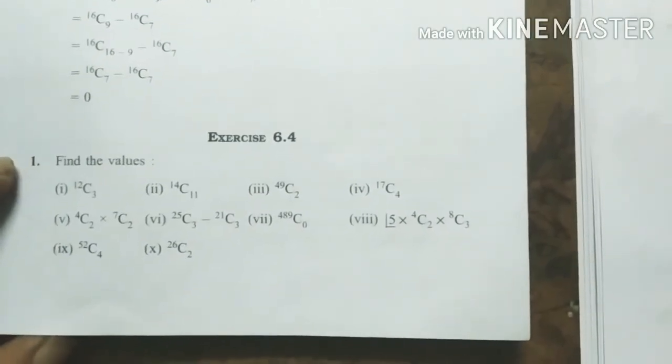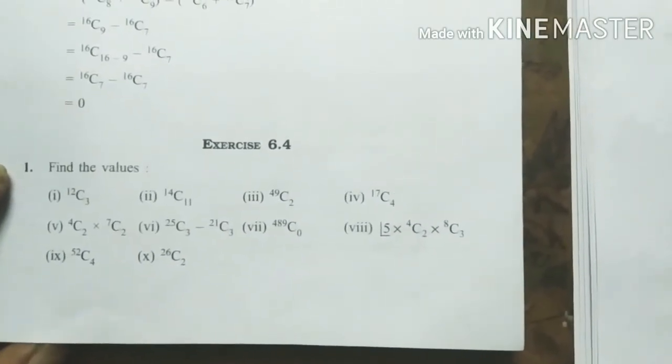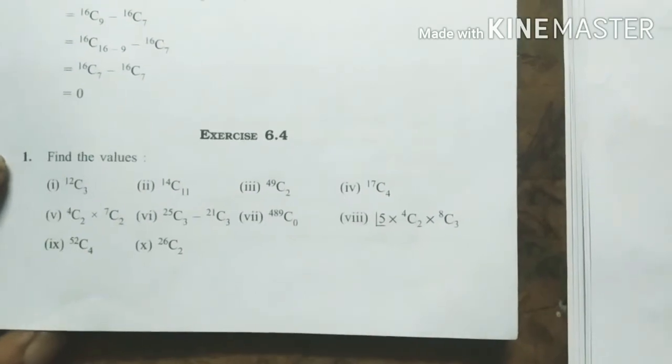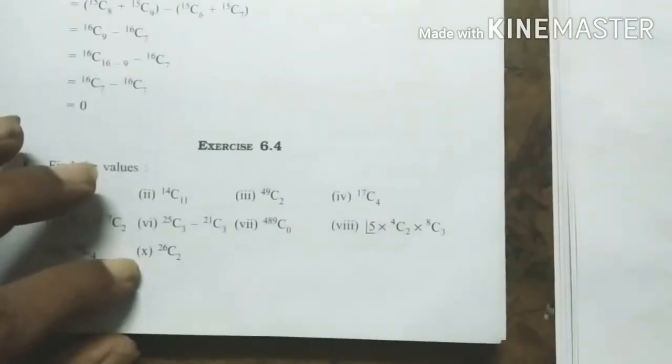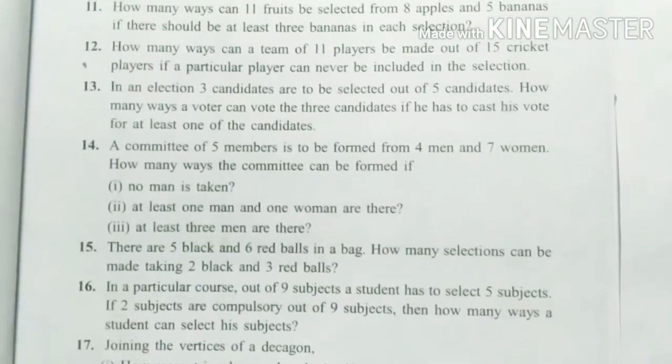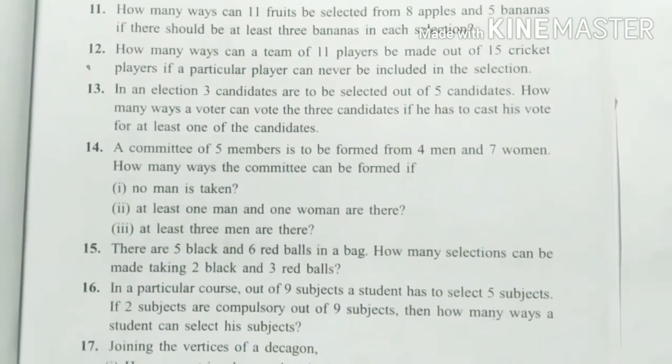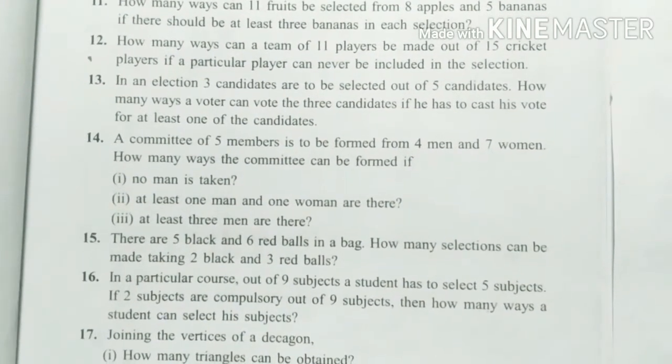I am going to start permutation and combination. This is exercise 6.4. Now I am going to question number 14. This is for advanced students of class 10.